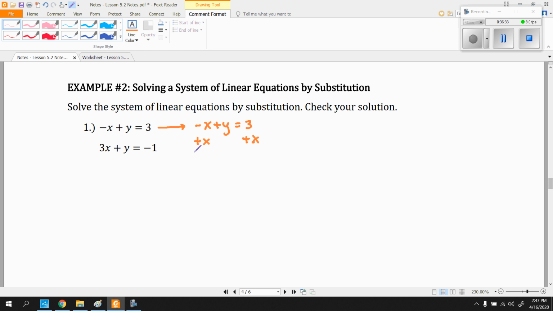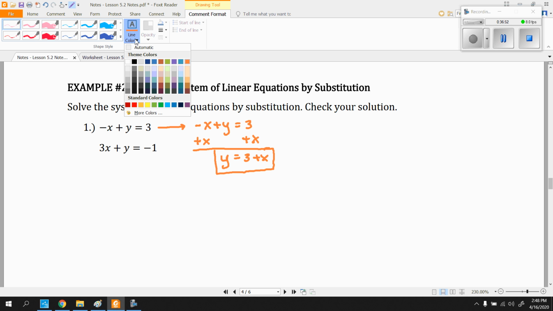Isolate, pick a variable. I know both of these examples have been y. It does not always have to be y. That's just the way it worked out. Okay, so I've added an x to both sides of the equation. There's my step 1. I've gotten one of the variables by itself.